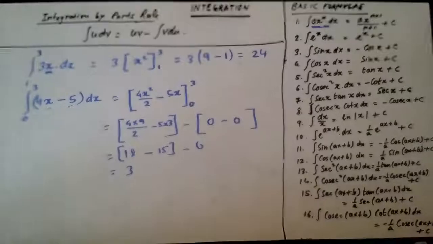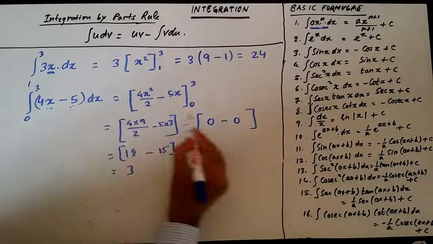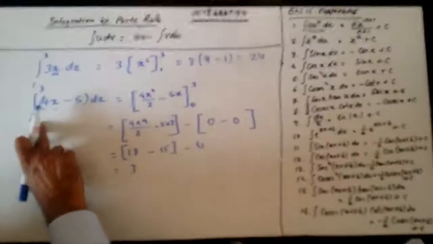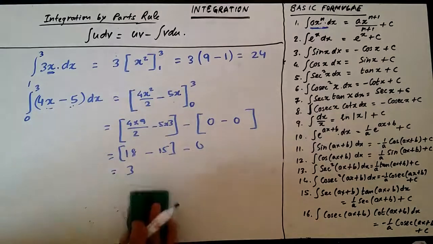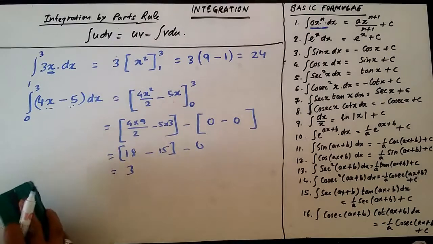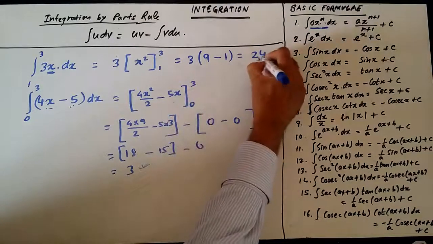Okay. So this is how you evaluate definite integral problems. Here there will be no constant of integration because both the limits are there. So the constant of integration will cancel off. Okay. So in the definite integration, we do not have a constant of integration, but we have a definite answer.